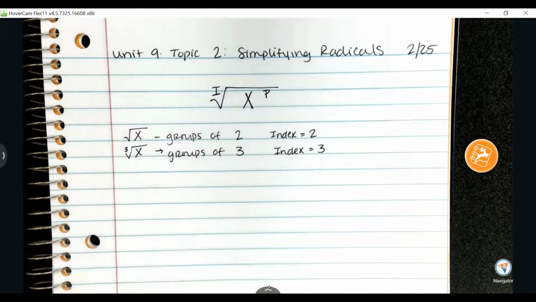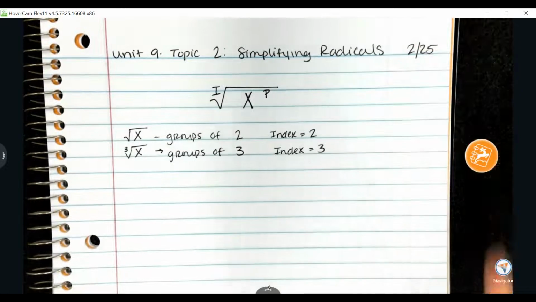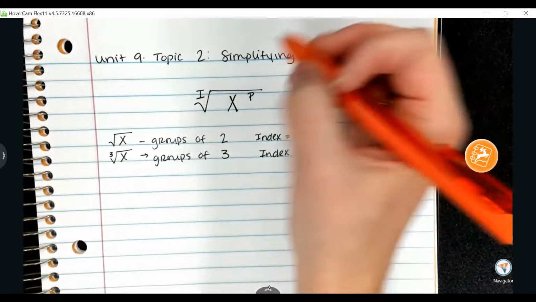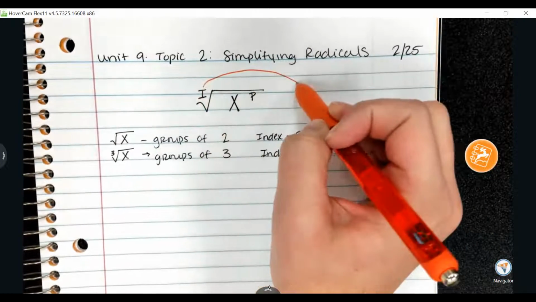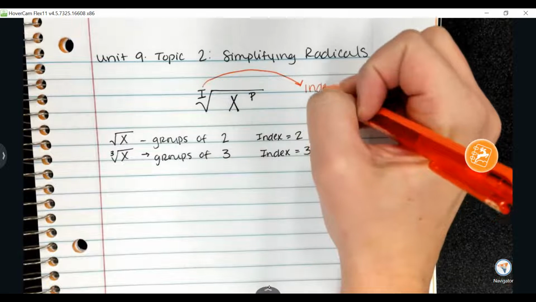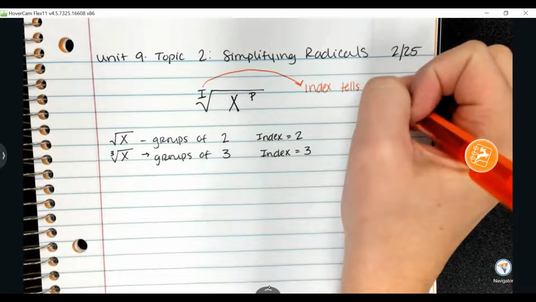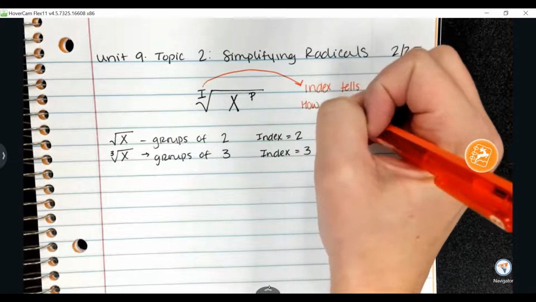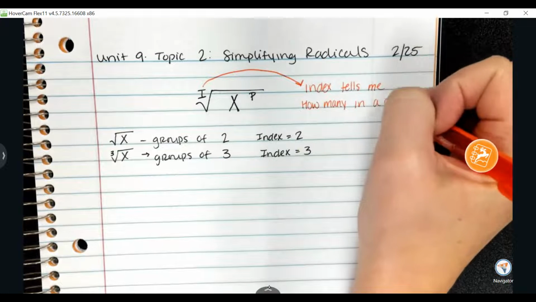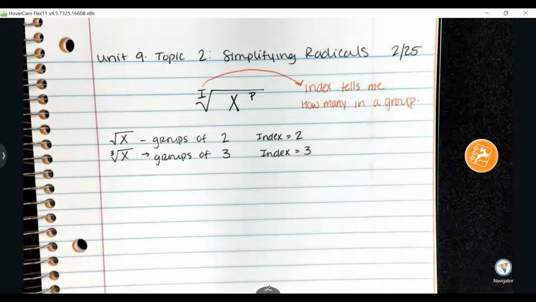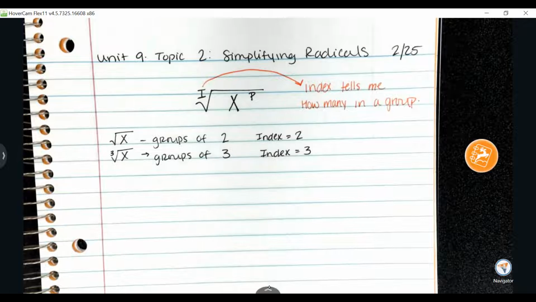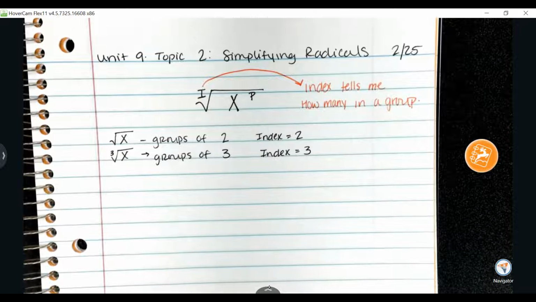So what do you need to know? You need to know, I'm going to write it over here, this index. So my index tells me how many in a group. That's what the index tells me. How many in a group. So what if it said the 6th root? What if my index was 6? How many numbers or letters do I need exactly the same before I can take anything out? 6 of them, okay?